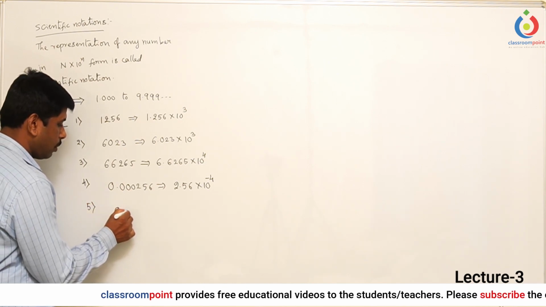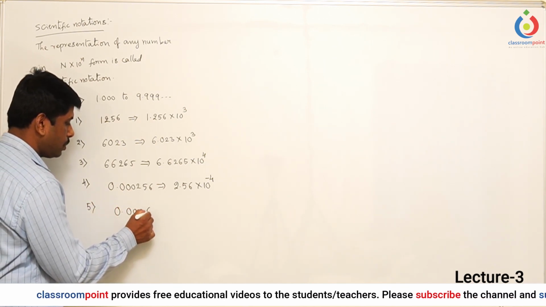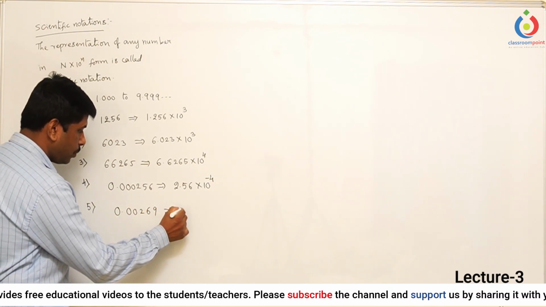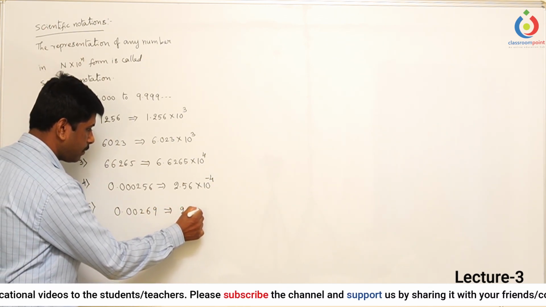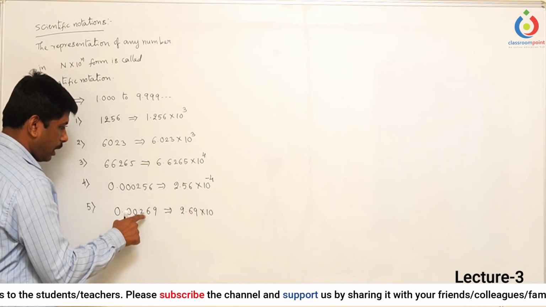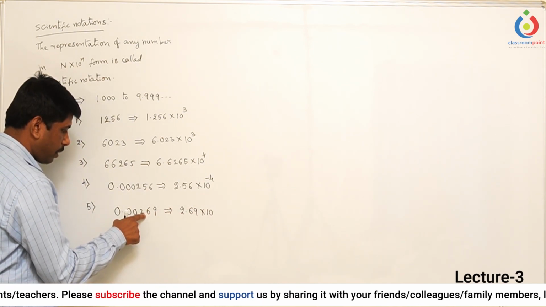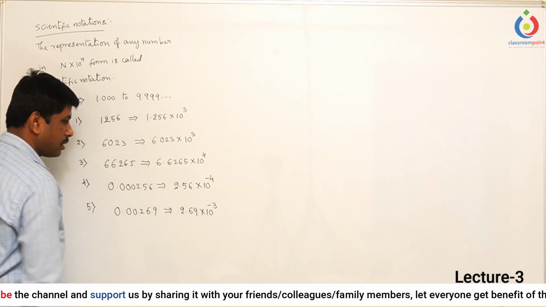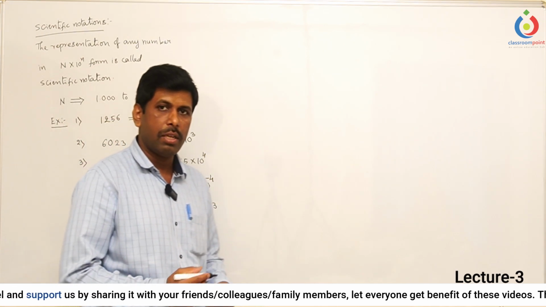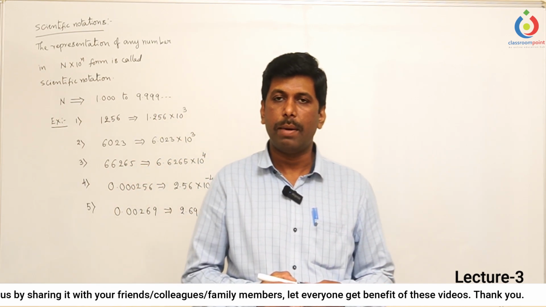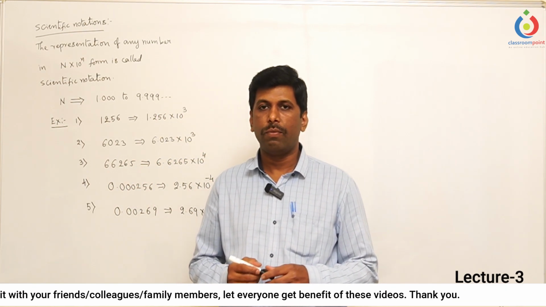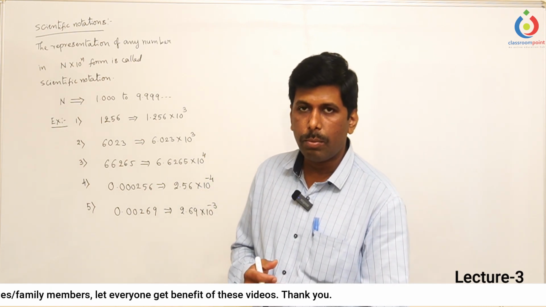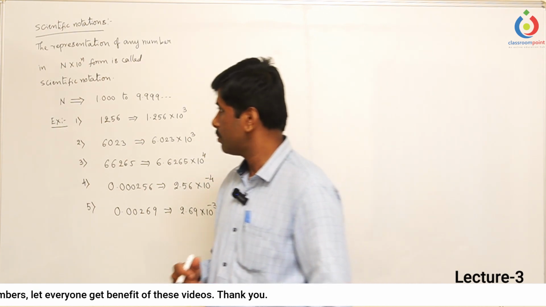Next one, 0.00269 is there. The first non-zero digit is 2, so write down 2.69 into 10 power. Again, from the decimal point, how many digits did we leave before the 2? 3 digits, so write down minus 3. So writing any number in this format, that is capital N into 10 power n form, is called scientific notation. Now let us discuss significant figures.